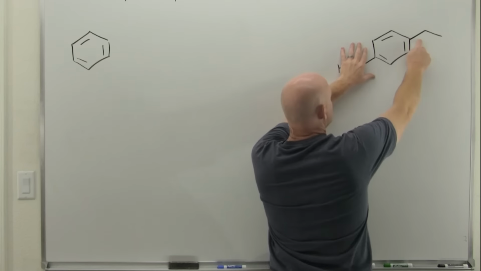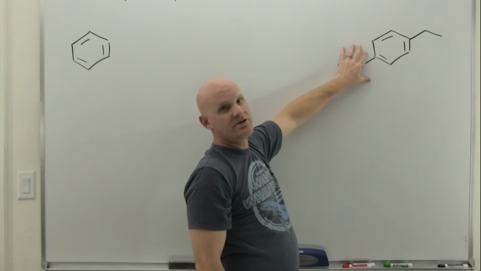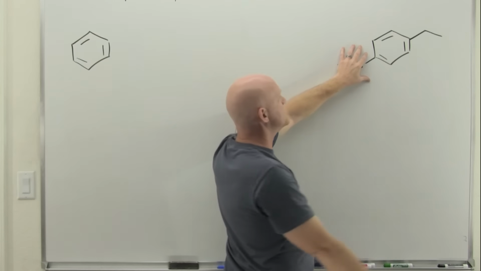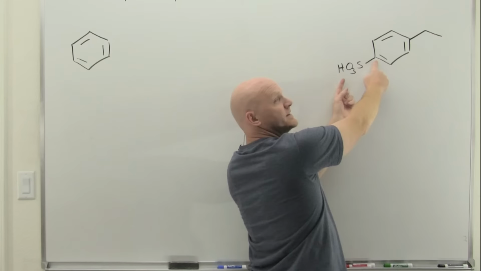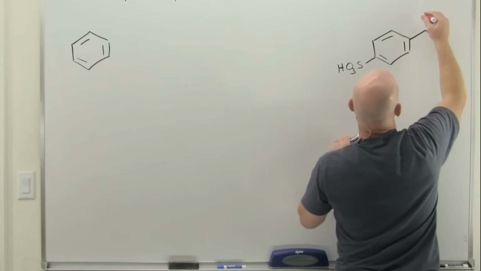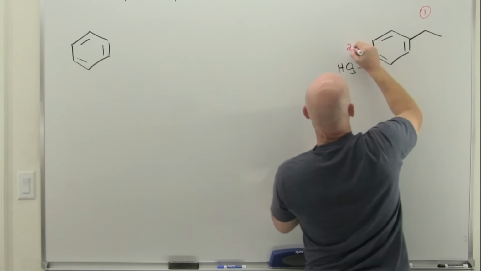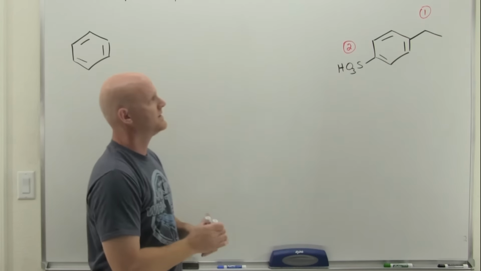Now, if we put the ethyl group on first, it's an ortho para director, so would it direct the sulfonate group to go in the right location? Well, in this case, ortho and para is one of the locations, and due to the bulkiness, that's where a sulfonate group would end up anyway. And so what we've just realized is that we want to do the ethyl group first and the sulfonate group second to make this work out properly.